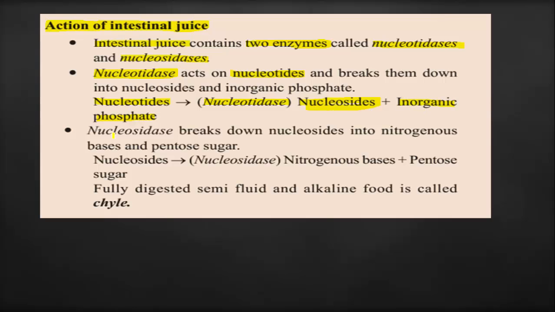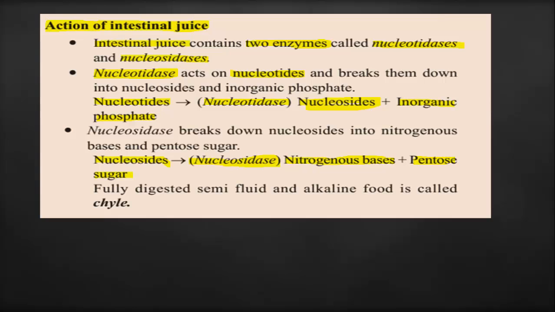and inorganic phosphate. Once the nucleoside is obtained, these nucleosides are acted upon by nucleosidase and the products are a nitrogen base and pentose sugar, because the nucleoside is a molecule containing a nitrogen base and pentose sugar. To this nitrogen base and pentose sugar, when inorganic phosphate is added, the resultant molecule is called a nucleotide.